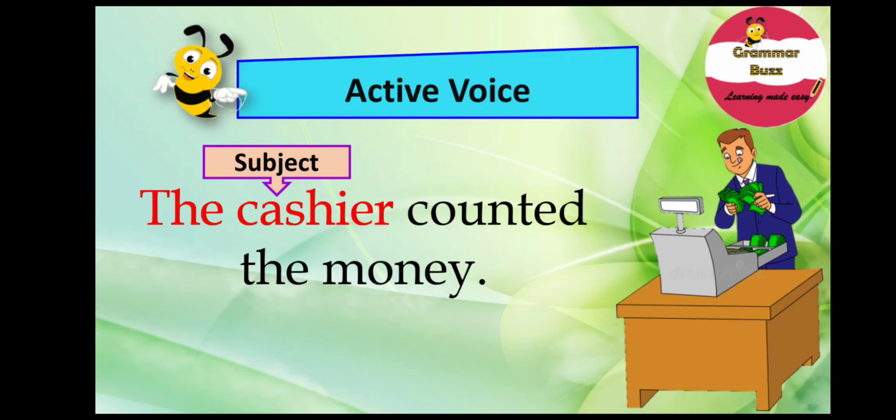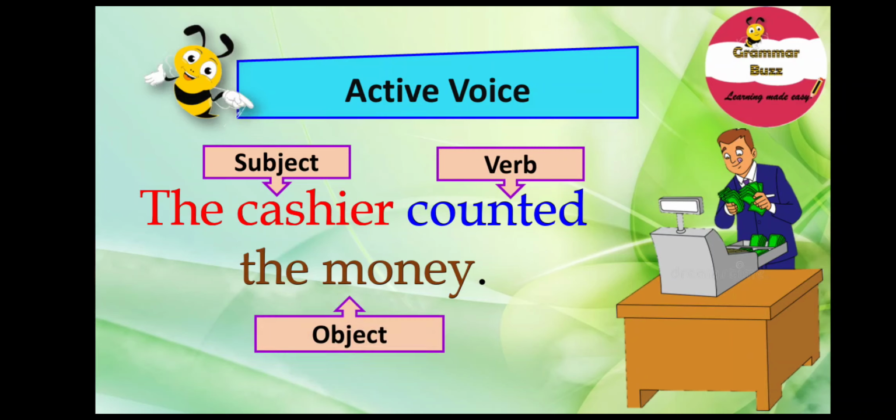And what is the action or the verb performed by the cashier? It is counted. And who or what is receiving the action? Well, it is the money. So, the money is the object of the sentence that is receiving the action of counting, performed by the subject cashier. So, in this sentence too, the subject cashier performs the action of counting on the object money. Therefore, this sentence is said to be in the active voice.